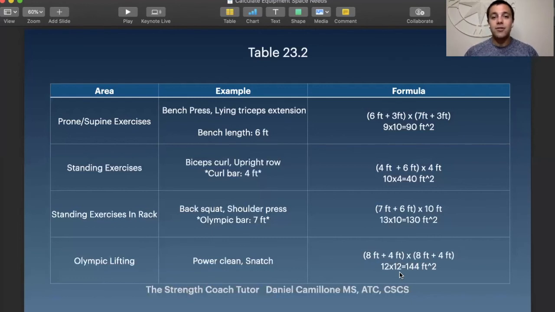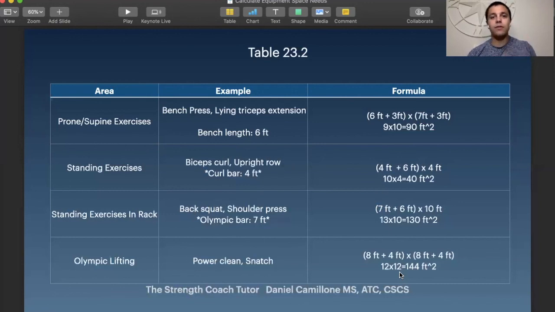All right, guys. So that's it for today's video. This is how to calculate space needs for equipment. This was table 23.2. There is another table, 23.1, I believe, off the top of my head, which is calculating equipment space needs for cardiovascular equipment, but that is very easy and straightforward. It just gives you the recommendations in terms of like how much square footage do you need for a treadmill, how much do you need for a bike, for an elliptical, etc. So that is much simpler. It's just honestly just memorizing those numbers.